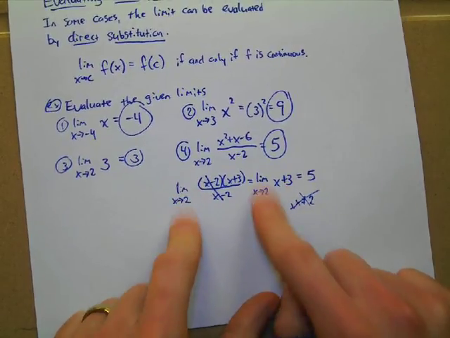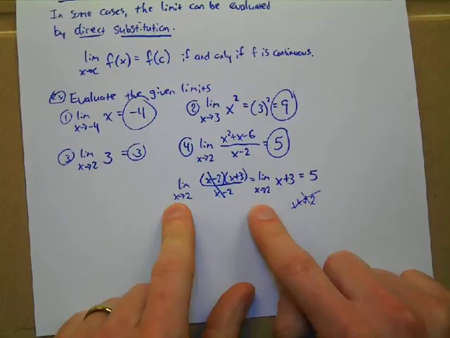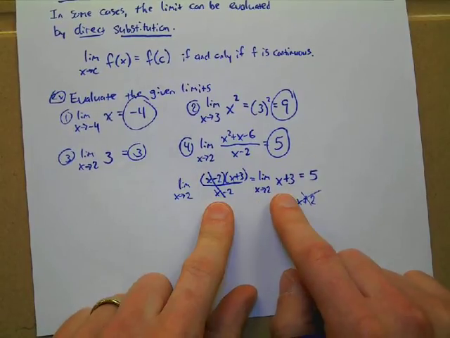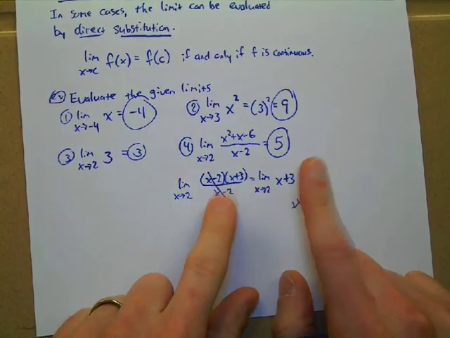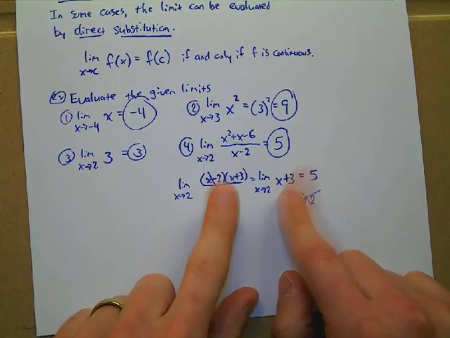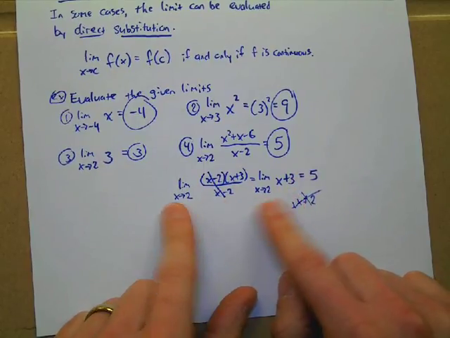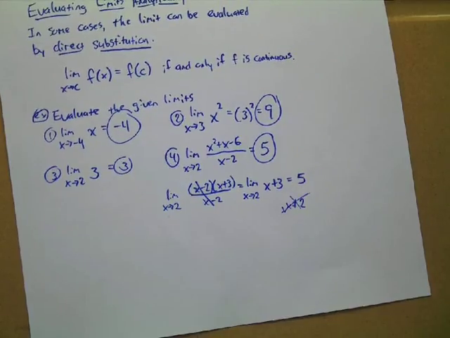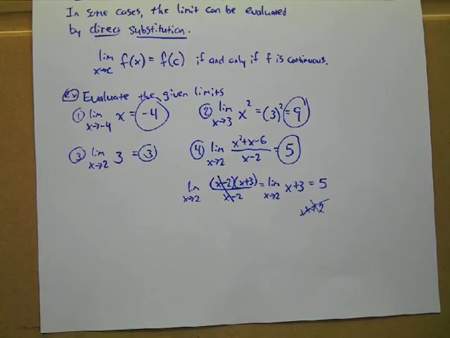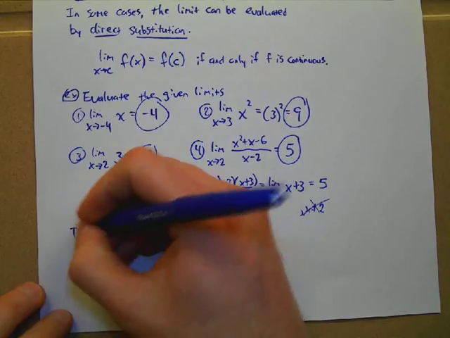All right, so let me have you all try one then. So the limit as x approaches 1 of x squared minus 1 all over x minus 1. So give that one a try.